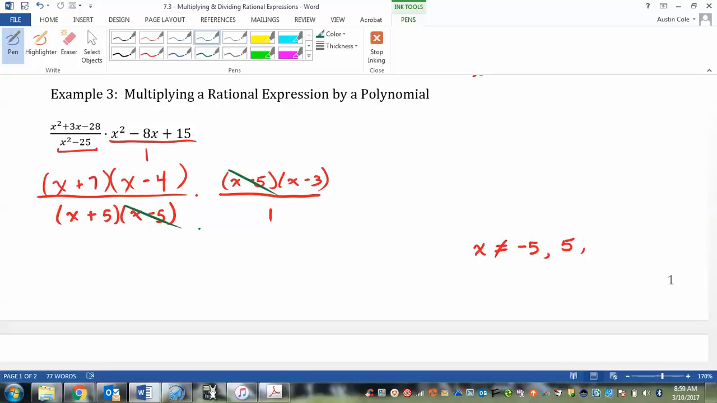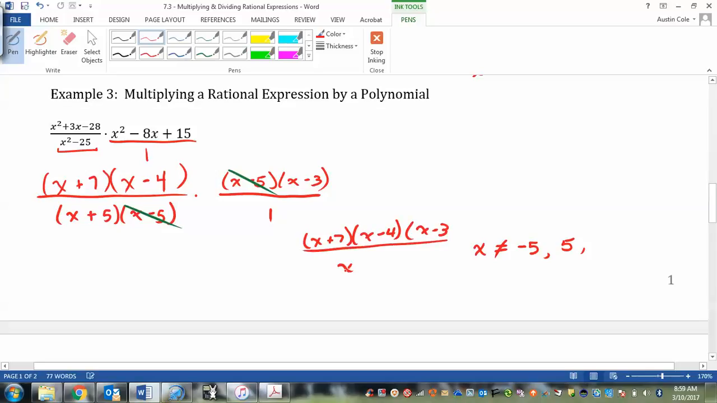Anything else cancel? Okay, that's possible. So this is going to be x plus 7, x minus 4, x minus 3, all over x plus 5. Questions on that at all? Hang with me. I know this is getting a little lengthy.